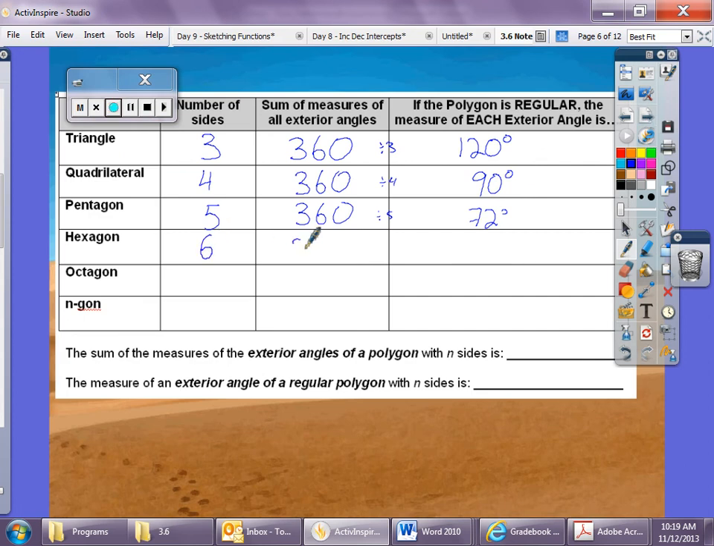A hexagon has 6 sides, so we have 360. We divide that by 6, and each exterior angle is 60 degrees. An octagon has 8, so we have 360. We divide that by 8.